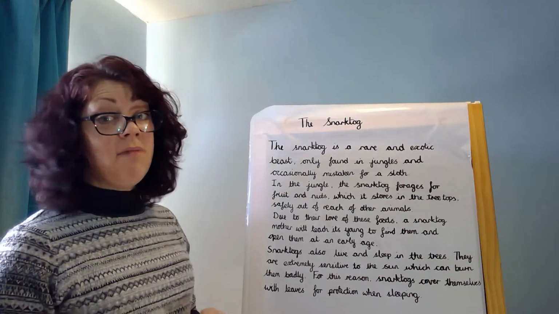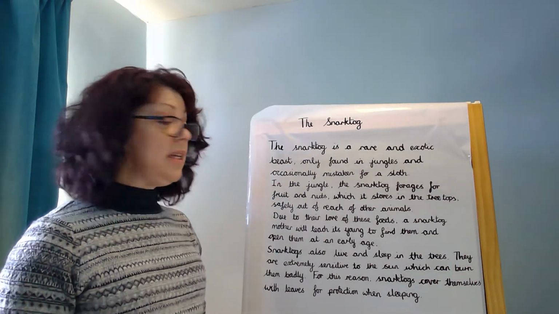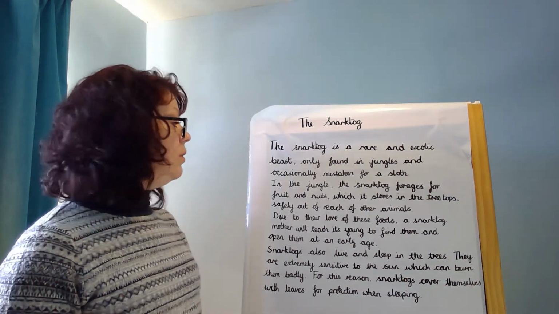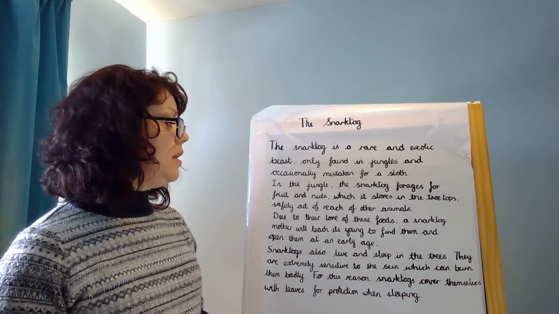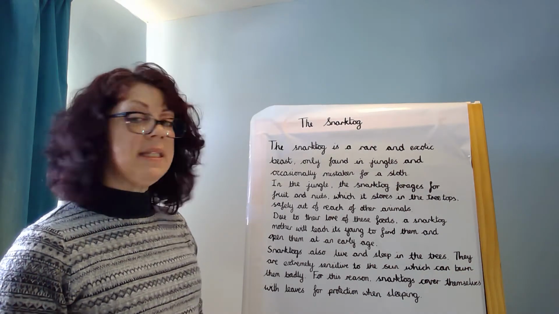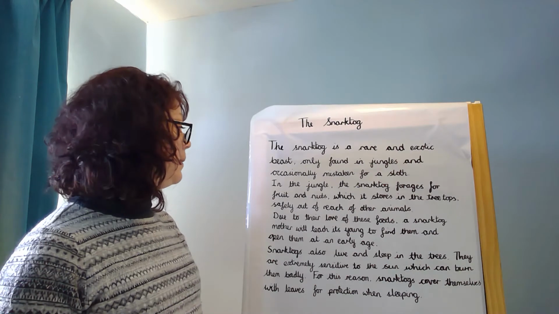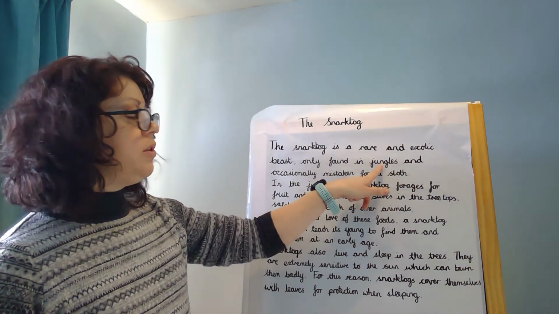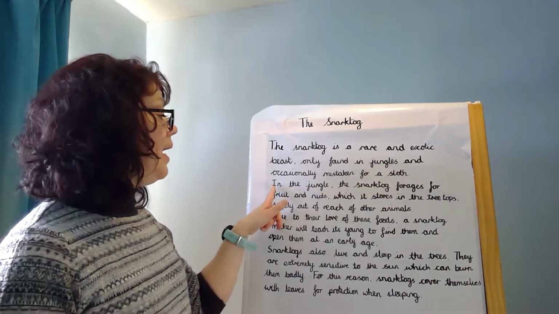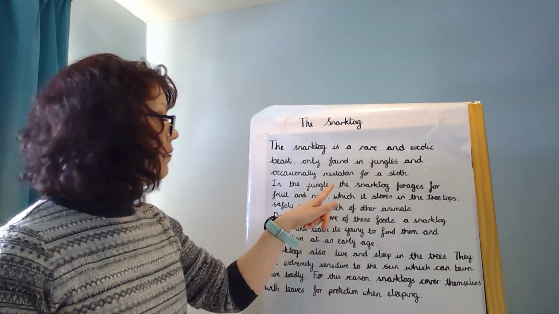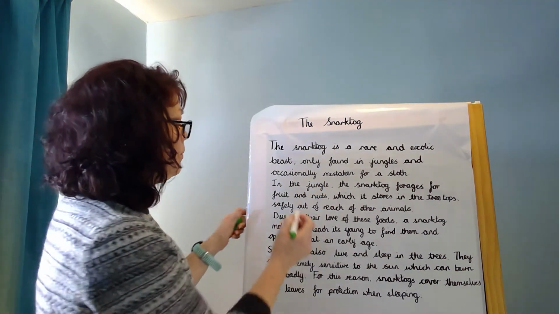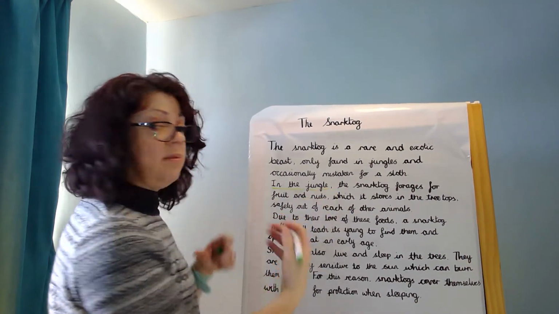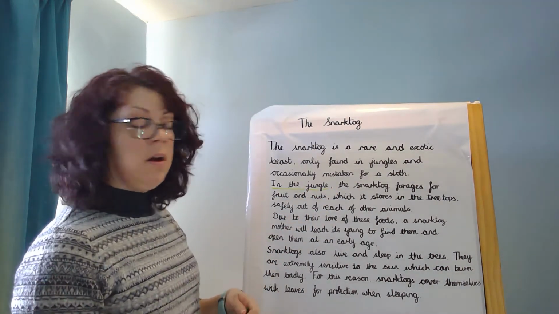So the snark tog is a rare and exotic beast, only found in jungles and occasionally mistaken for a sloth. In the jungle, the snark tog forages for fruit and nuts, which it stores in the treetops, safely out of reach of the other animals. So you can see there, I've referred back to the jungle. In the beginning, I talked about it being found in the jungle, and I've opened my first paragraph there with that adverbial of place, in the jungle, so that my reader is really clear where it is this snark tog can be found about.